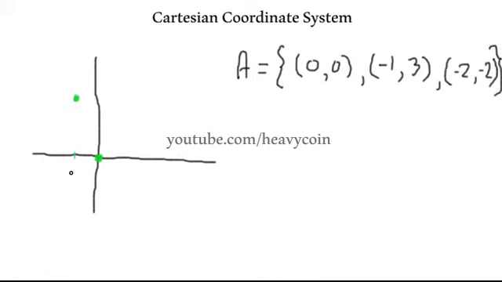And then the next one's (-2, -2). We said that was -1, -2, and -2, which would be somewhere about right here. So here are our 3 ordered pairs. We graphed out this set of ordered pairs.